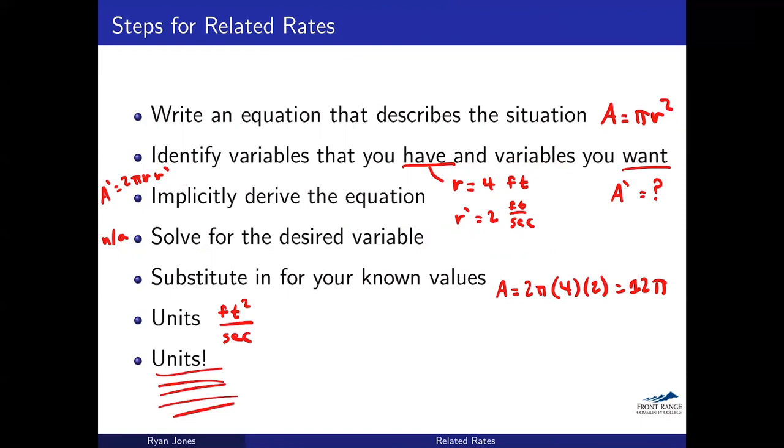So that's basically related rates and showing these steps in the context of the example that we just did. Write your equation, identify the variables that you have and the variables you want, implicitly differentiate the equation, solve for the variable you want, substitute in the variables that you know, and include units. The very last thing that I'll mention here is actually on this second step: identify the variables that you have and the variables that you want.